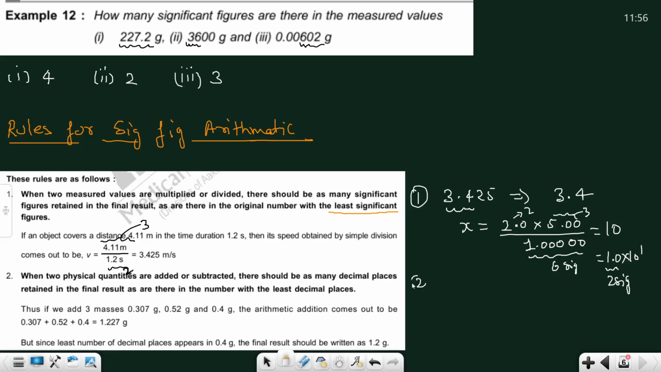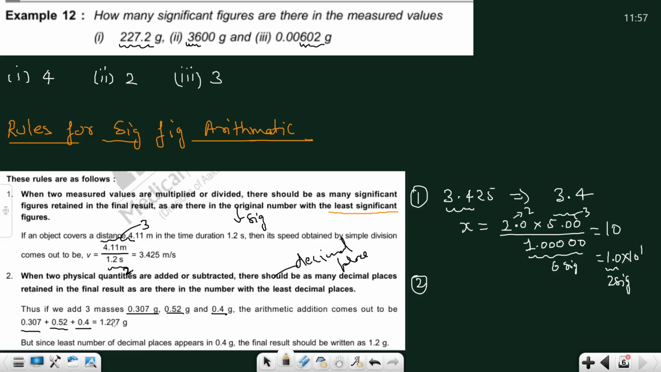Second one. In addition and subtraction, we will take the least decimal place. Example, if you are adding 0.307, 0.52, and 0.4, then 0.4 is having the least decimal place. In this case, you do not take the significant figures; you take the decimal place only.